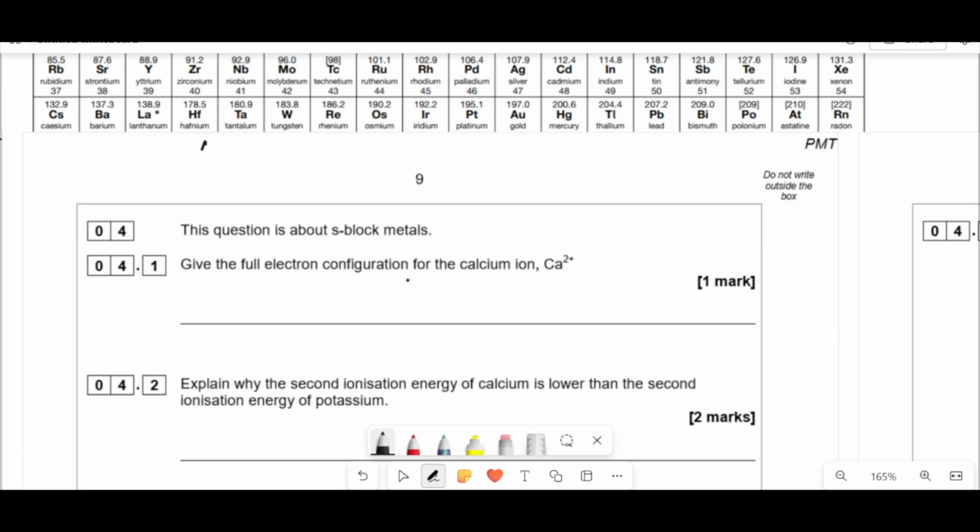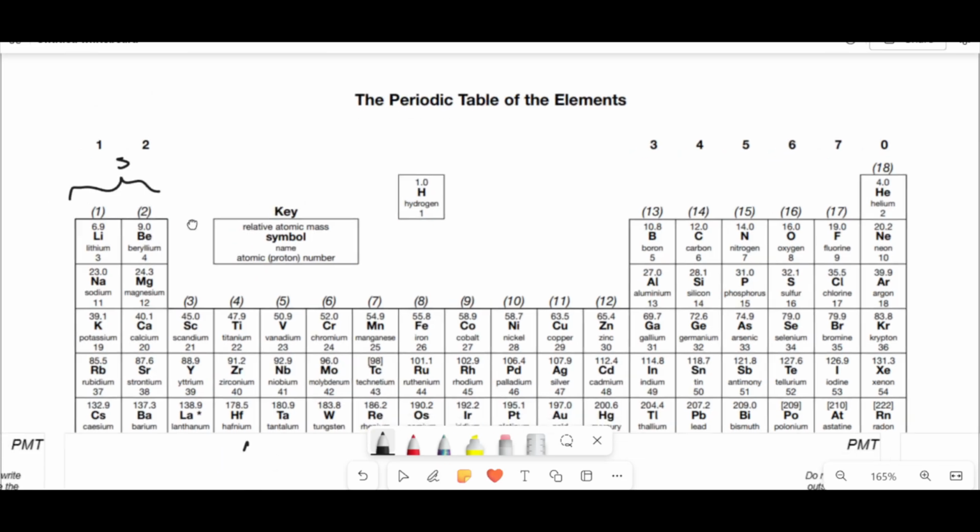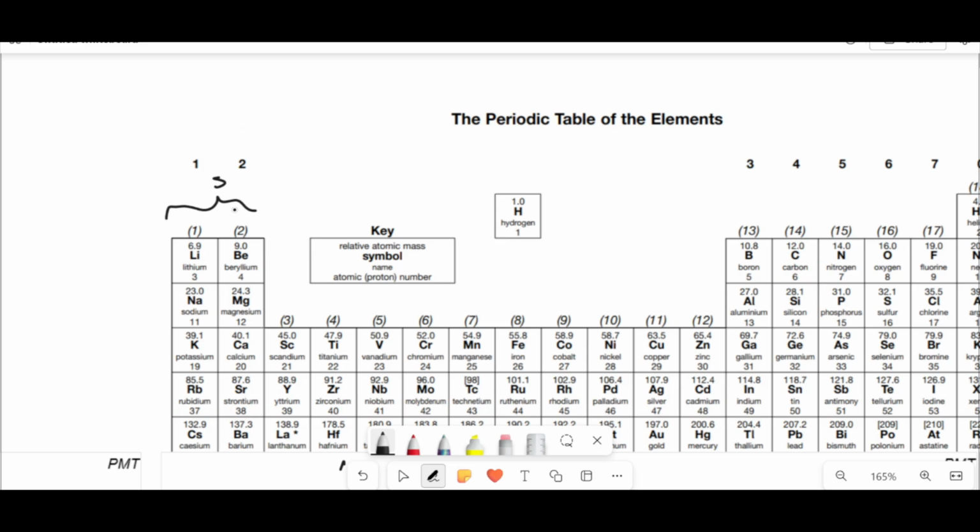So here it says this question is about S block elements. Give the full electron configuration for the calcium ion Ca2+. If you look at our periodic table, that's our S block. So we know it's in the S block because here it is. This is period 1, period 2, period 3, period 4.